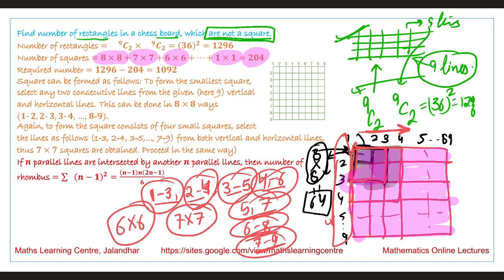So the required number of rectangles which are not square is 1092. These are the required number of rectangles which are not square.